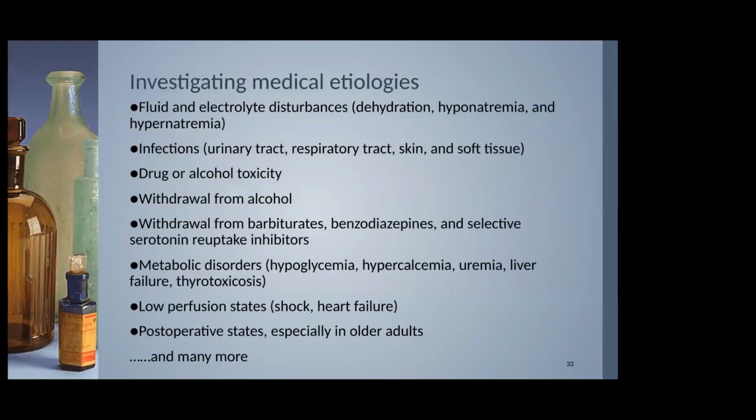So the second one is investigating medical etiologies. We need to investigate underlying medical etiologies in the evaluation of delirium. It could be fluid and electrolyte disturbances, because as we said, these electrolyte disturbances can be an etiology for delirium. So we can send different investigations to check this. Electrolyte level checking may be needed.